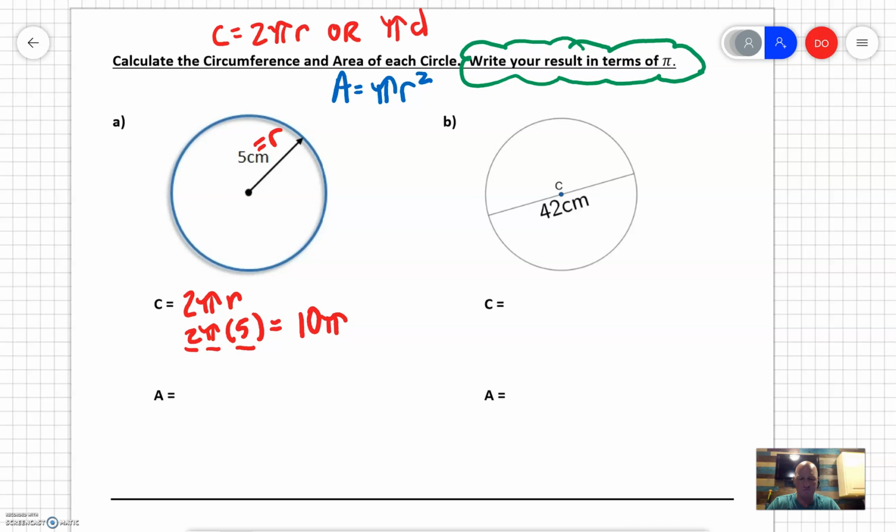And I'm going to pause right there and go up to the directions up here where it says write your result in terms of pi. What we just did was we wrote what's called an exact value. It's an exact answer. There's no rounding. Pi is equivalent to 3.1415, lots of decimals, goes on forever. It's actually an irrational value.